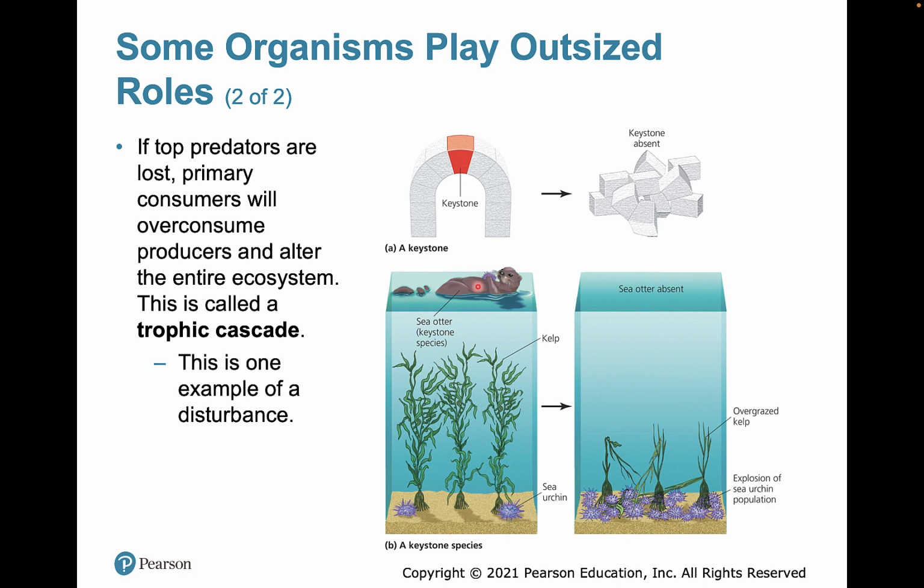The sea otter is a top predator. The sea otter eats sea urchins, okay? Sea urchins graze on kelp. So the sea otter eats the sea urchins and reduces the amount of grazing that the sea urchins do on the kelp, which allows for a really diverse ecosystem to exist in the kelp forest.